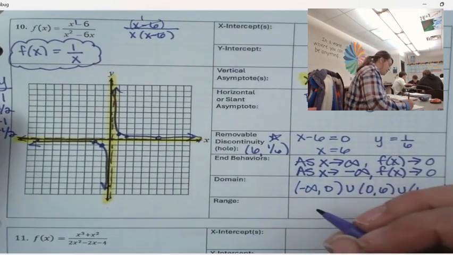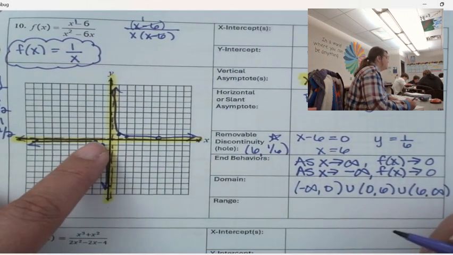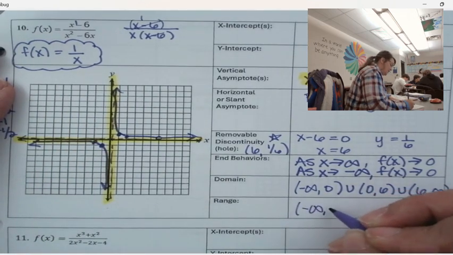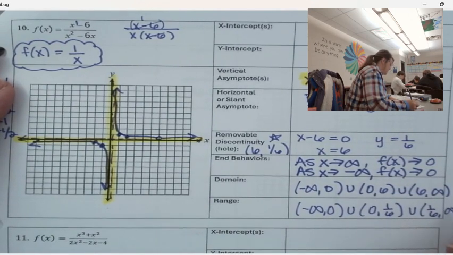Okay, range, what do I got to jump over? 0 for the asymptote and 1/6 for the hole. So negative infinity to 0, 0 to 1/6, 1/6 to positive infinity.